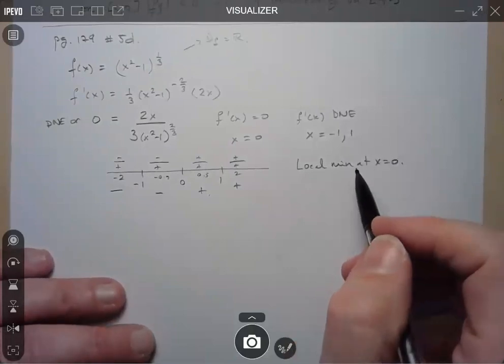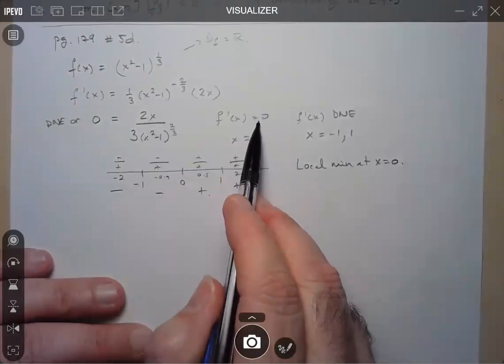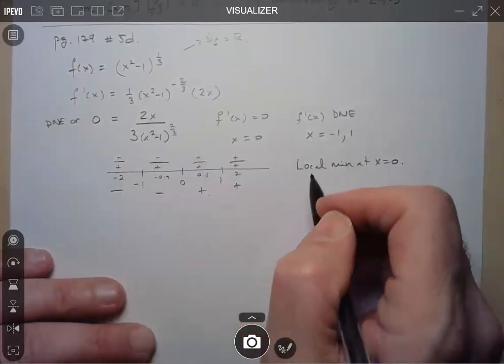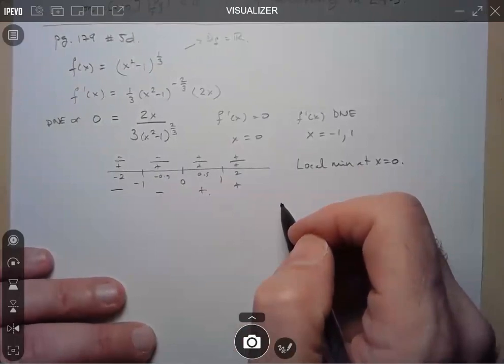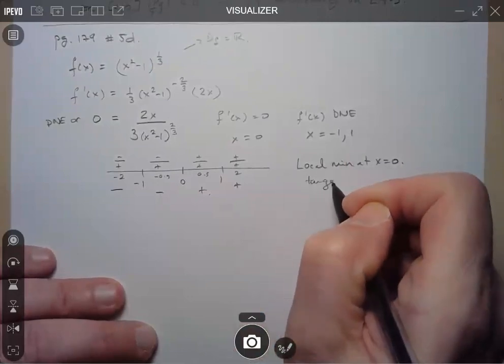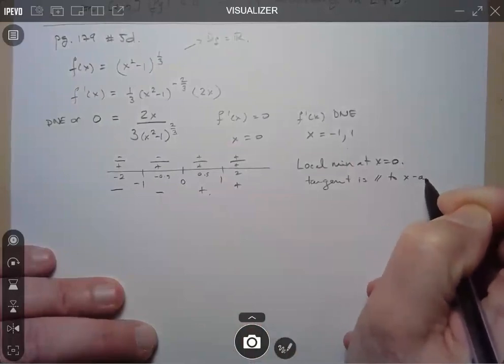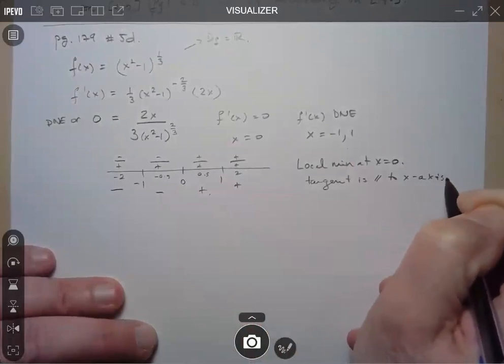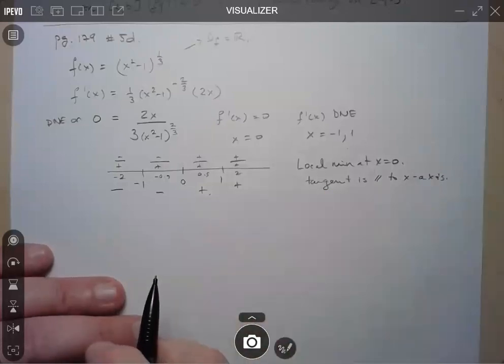And not only do I have a local minimum, here the slope of the tangent is 0. Okay, so I forgot how they asked it here. The odd way of asking for it says the tangent is parallel to the x-axis, which of course, being parallel to the x-axis means you're just horizontal. You have a slope of 0.